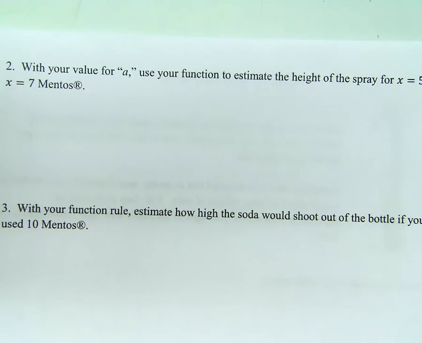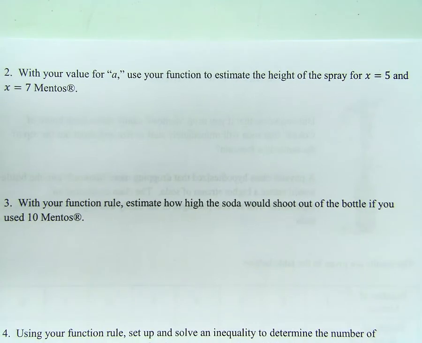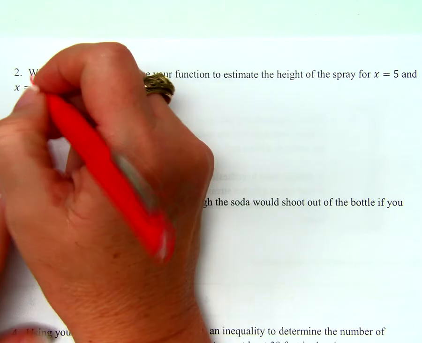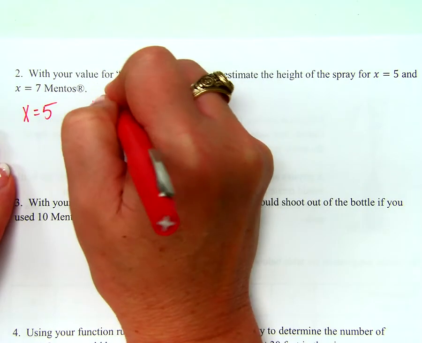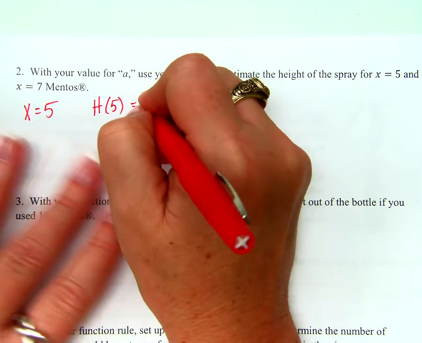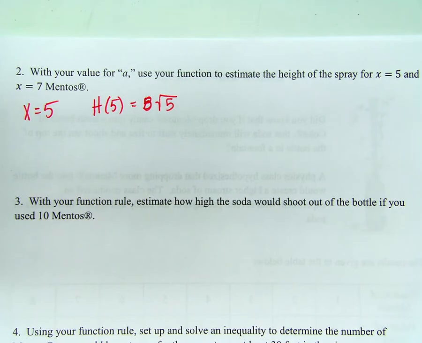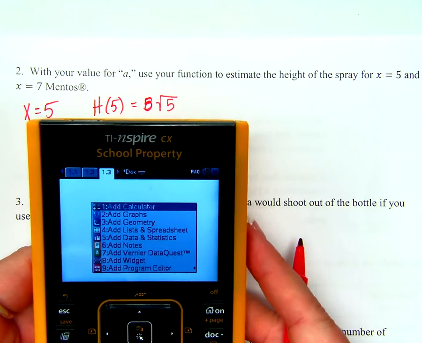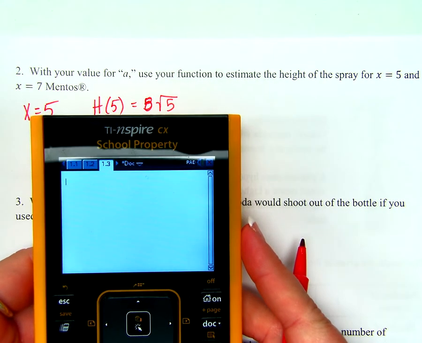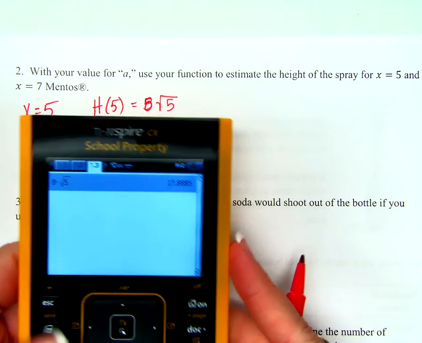Let's look at the second page, or the second part. Number 2, with your value for A, use your function to estimate the height of the spray for x equals 5 and x equals 7 Mentos. Well, if x equals 5, I would say h of 5 is 8 times the square root of 5. Isn't that what I would say? Okay, I'm going to go ahead and add a calculator page, because I don't know the square root of 5 off the top of my head. Do you? Okay, so it's not just me. What is 8 times the square root of 5?